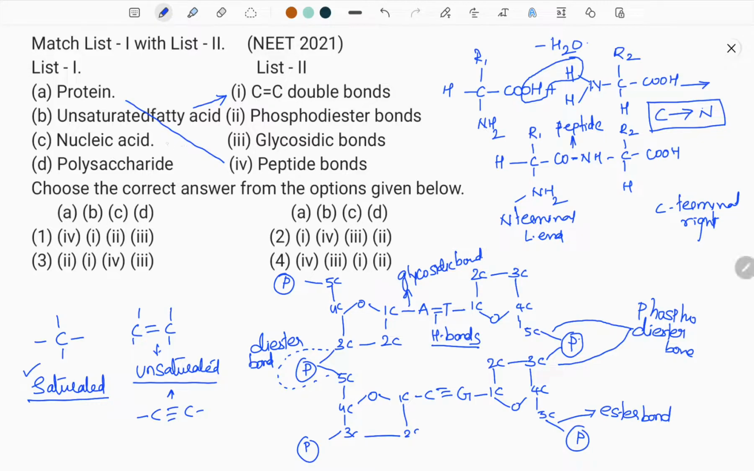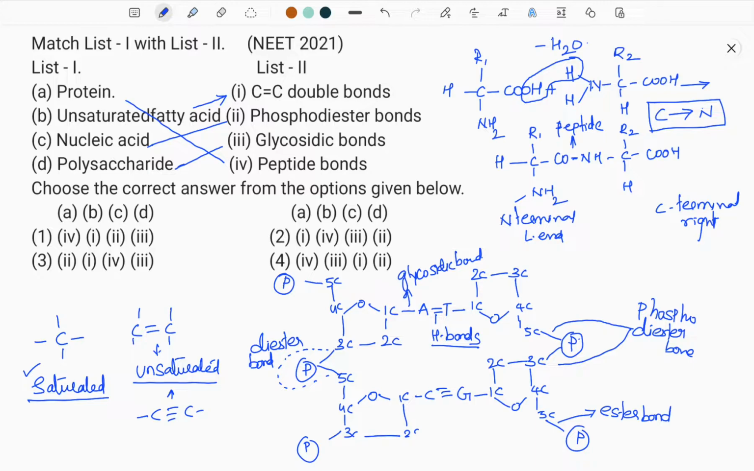So nucleic acid has the phosphodiester bond. Polysaccharides will have the glycosidic bond. Of course, the glycosidic bond will be there in both nucleic acid as well as polysaccharide. Let us see one more thing: monosaccharides in a polysaccharide means many saccharide units are present, that is called polysaccharide, and these monosaccharides are attached to each other by glycosidic bonds.